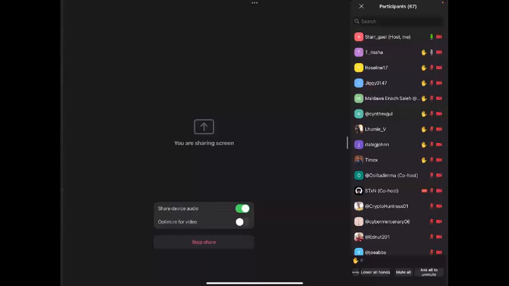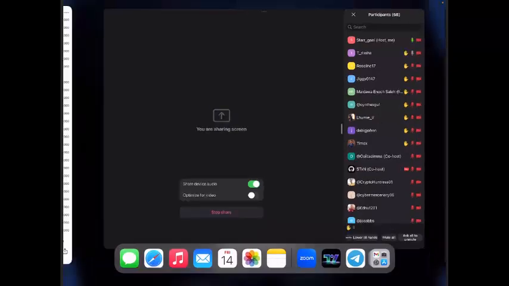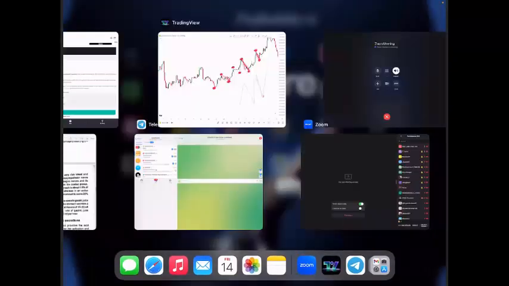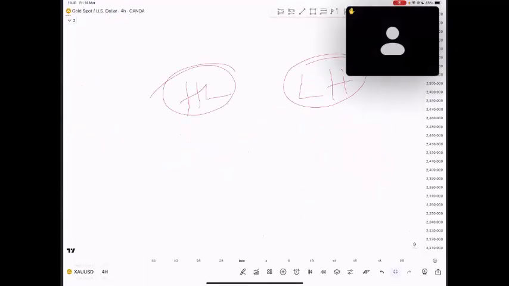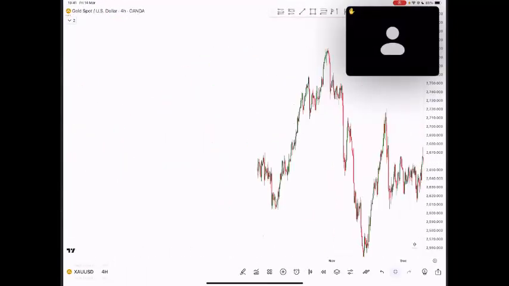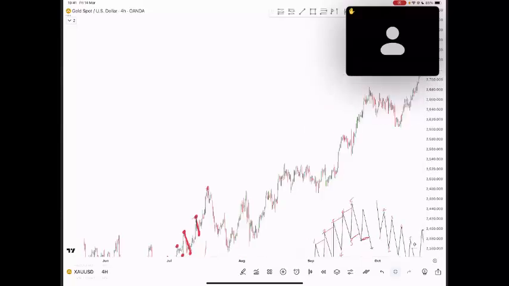Okay, please can you show us what break of structure looks like on the chart? Oh, okay. So every time the price goes above a high or below a low, that is a break of structure. Give me a moment to pull up my chart.